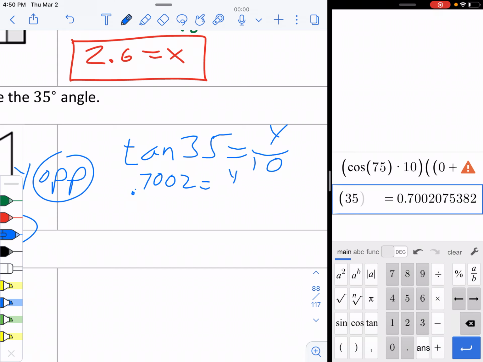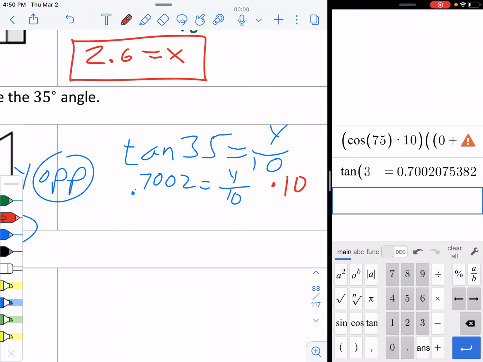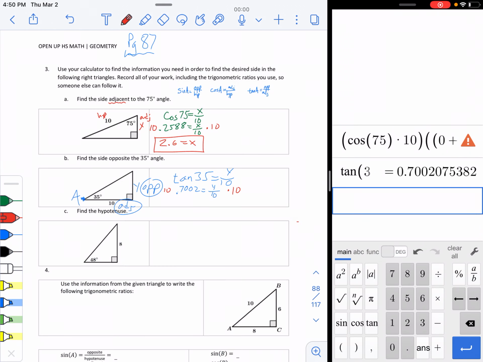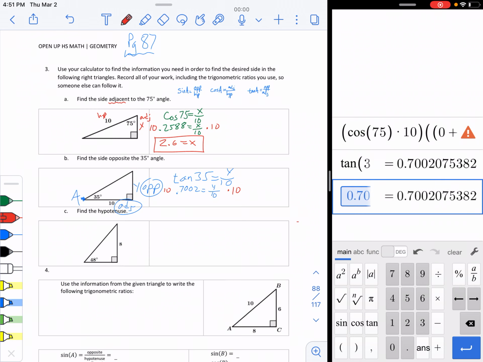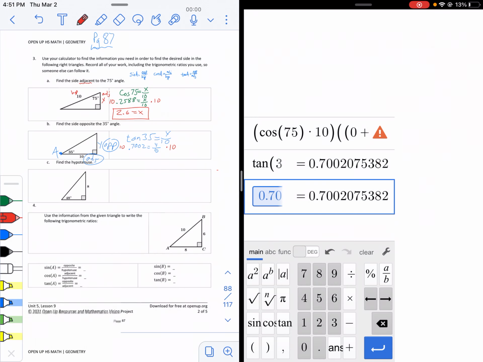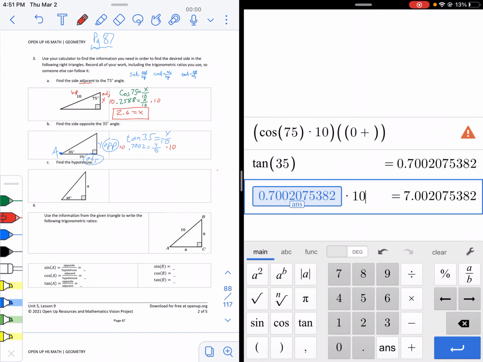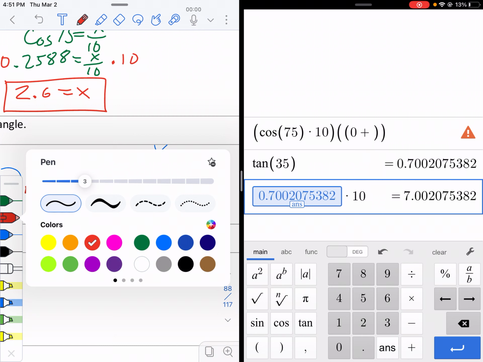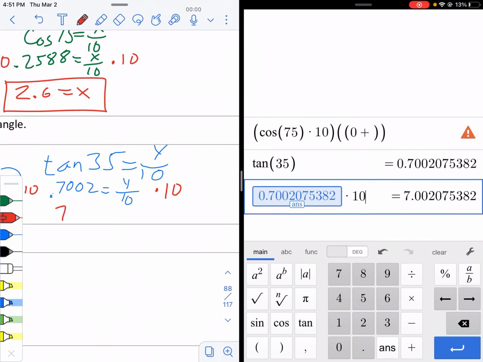0.7002 equals y over 10. How do we solve that? We can multiply both sides by 10. And so we can come back here, and we can take this one, and we can go answer times 10. Make this larger. Okay, and we get 7.002. Obviously, multiplying by 10 just moves the decimal one place. So there you have it. 7.0 is equal to y.